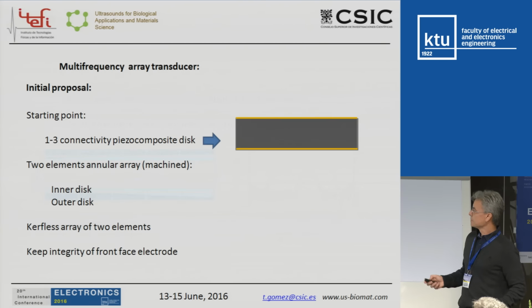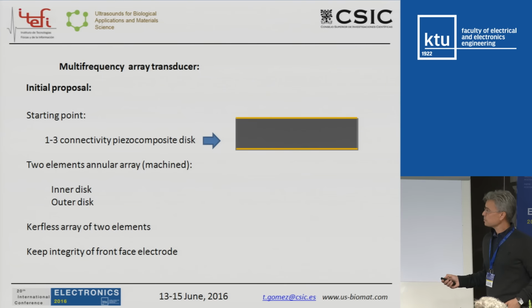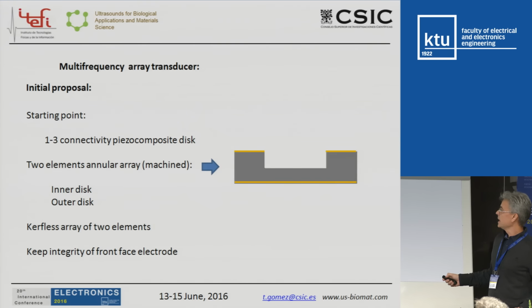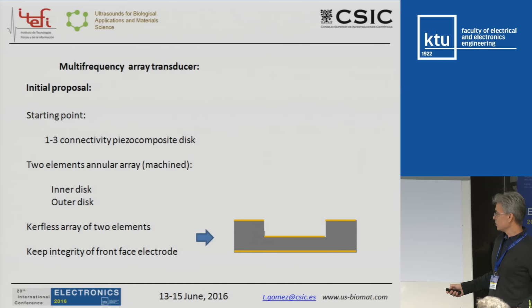So this is our solution. We start with a 1-3 piezo composite disc. This is the composite, these are the electrodes, and then we machine 2 elements, something like this. This element will have a lower frequency, and this one will have a higher frequency. And then we put back the electrode we lost here, and this will be our configuration for an array with 2 elements and 2 different frequencies.